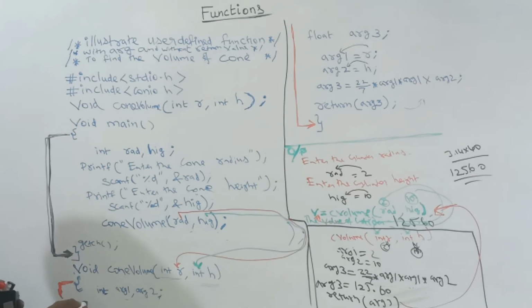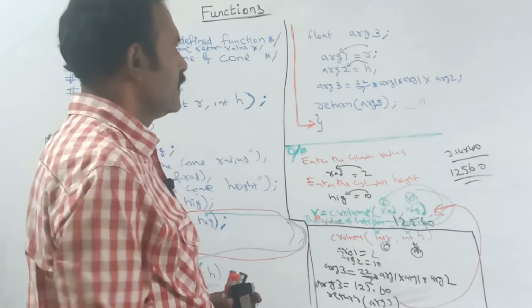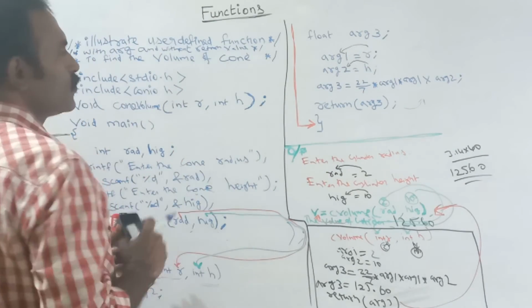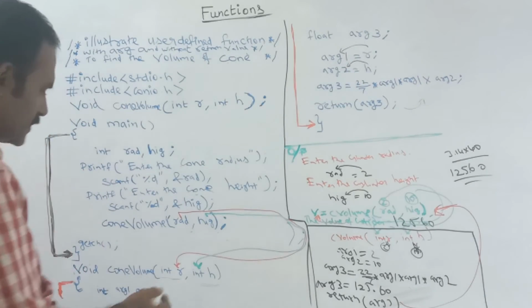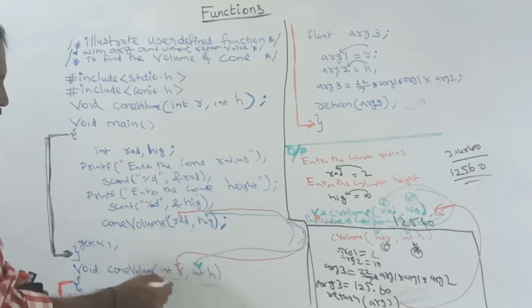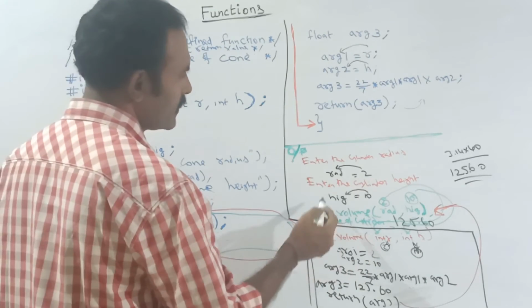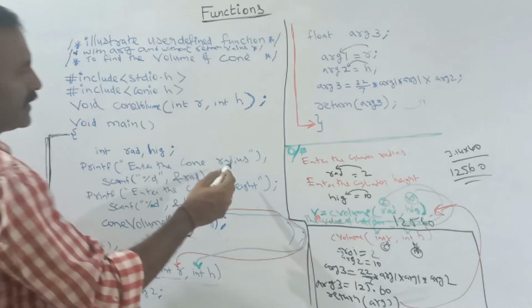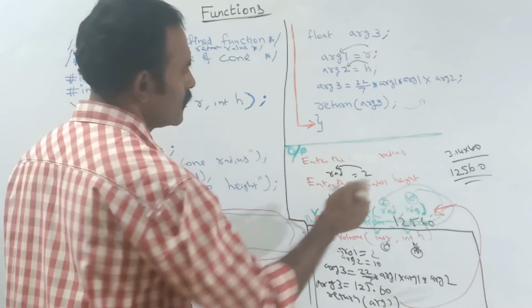Next, inside I have declared the variables, that is argument 1 and argument 2. Next, a float value, that is argument 3. Here I am storing the argument 1 value to arg1, that is this r value which we have passed; that r value is stored in arg1. Suppose let us take here, enter the cone radius, here cone instead of cylinder.